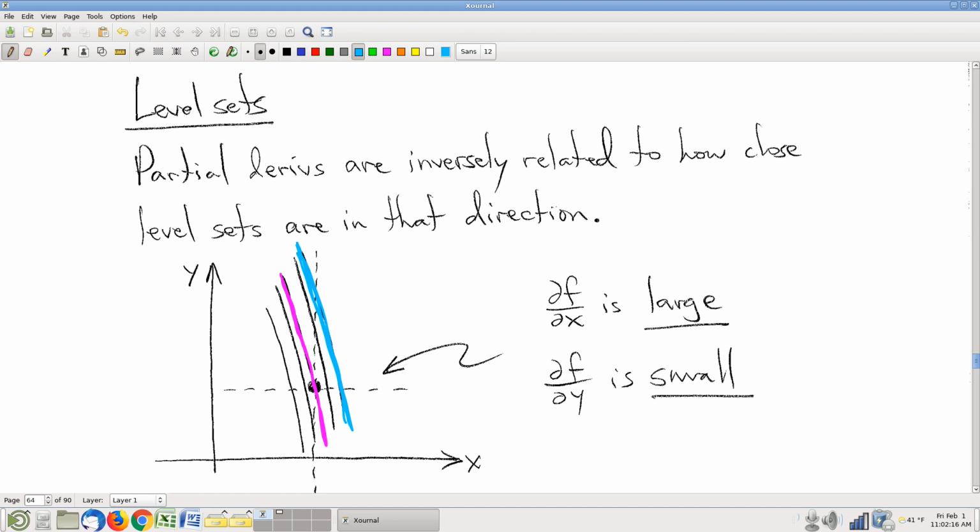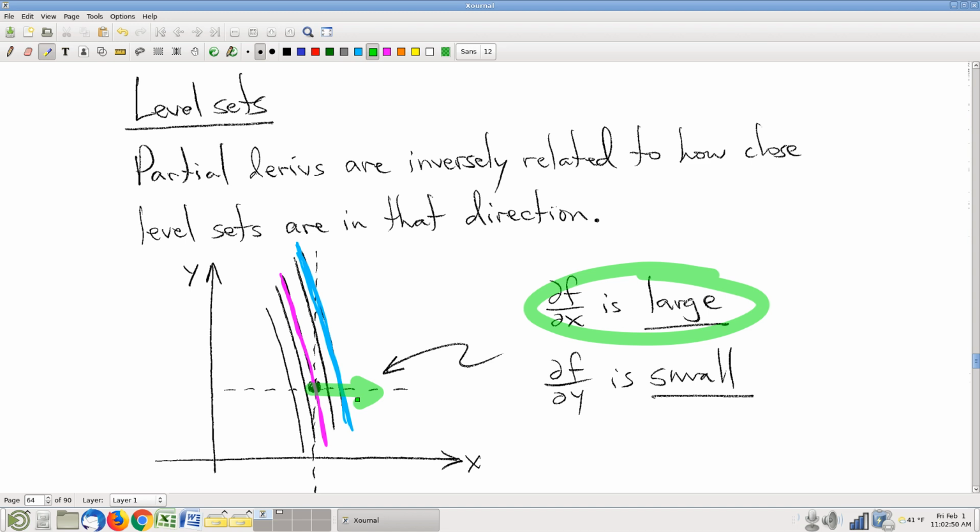Right? So let's think about two different partial derivatives. Let's start with the partial with respect to x. The partial with respect to x says as you move that way, how much is the function changing? What's the output change per unit input change? And my gosh, we just crossed like 4 contour lines, right? Change x by the amount that I've indicated there, and we're just crossing lots and lots of contour lines. There's been a lot of change in f per unit change in x.